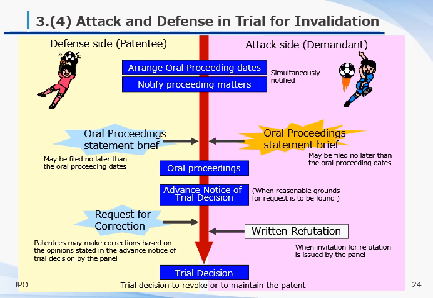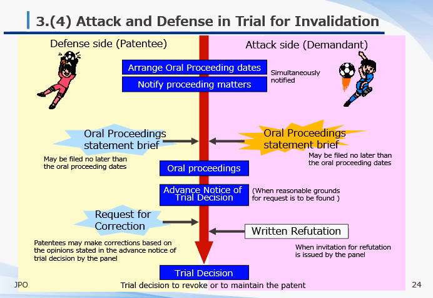After some documents are exchanged between the parties, oral proceedings are conducted. Before oral proceedings are conducted, a panel sends a written notice of proceedings matters to the parties. In the notice, a provisional opinion of the panel is stated. In response to the notice, the parties file an oral proceedings statement brief in advance. The exchange of the notice and the statement brief between the parties can help smooth conducting of oral proceedings.